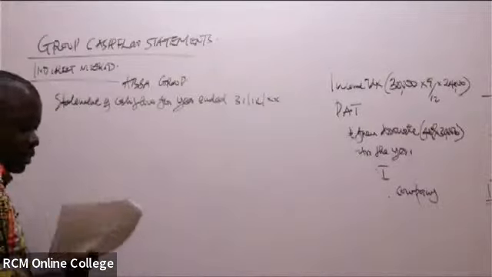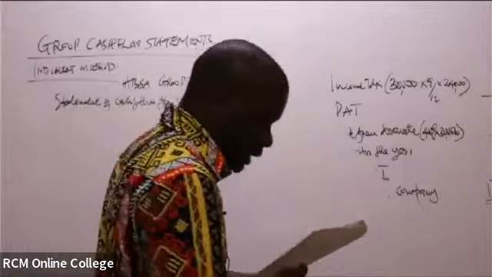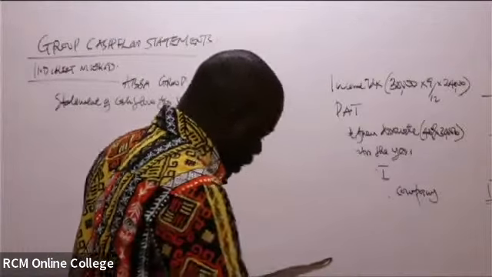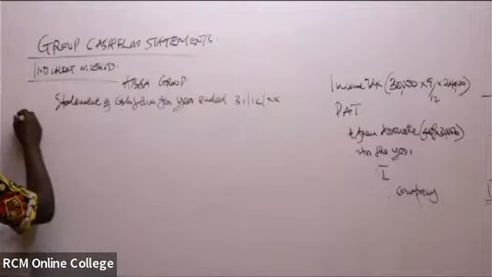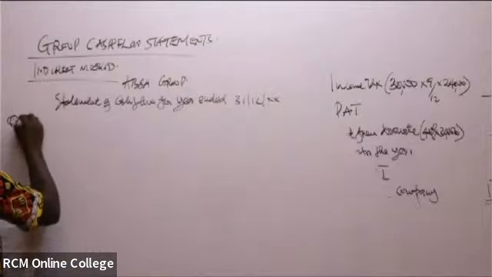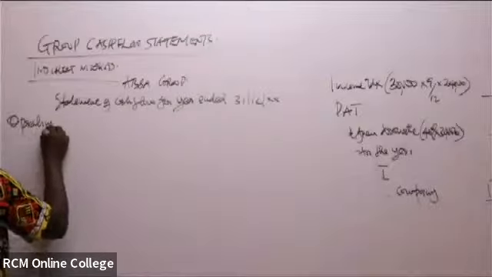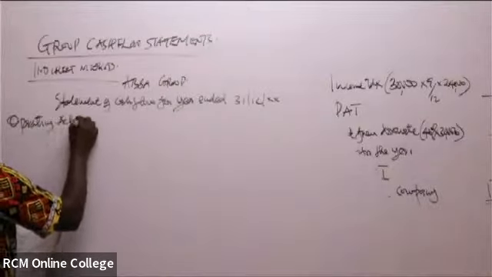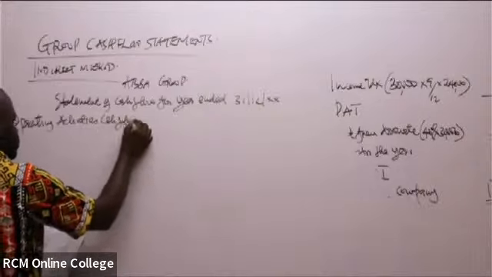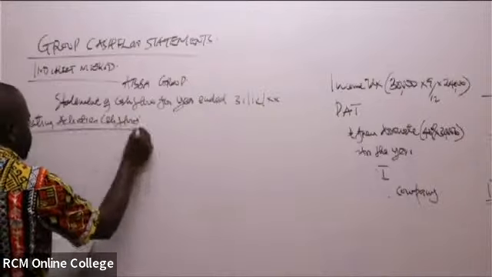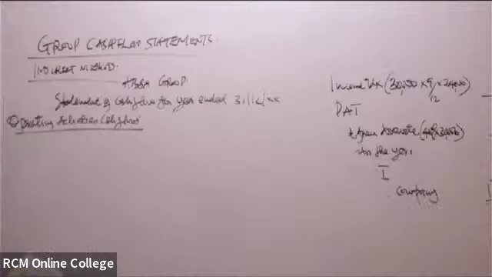So you'll start with the cash flow from operating activities. Operating activities, cash flows. You start with the operating activities, cash flows.